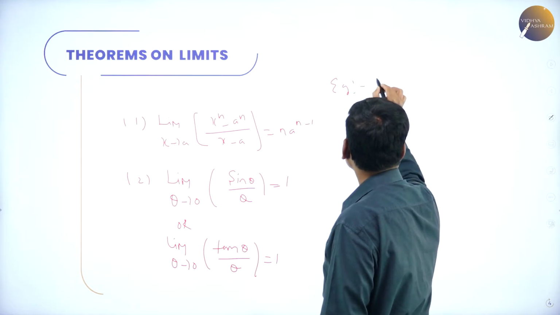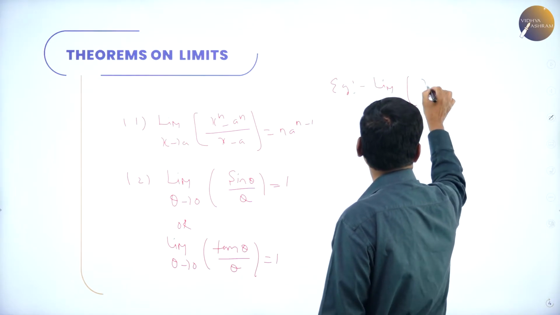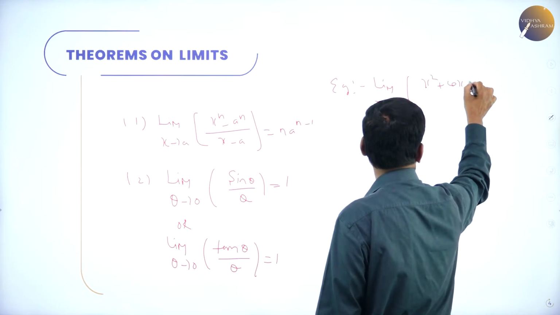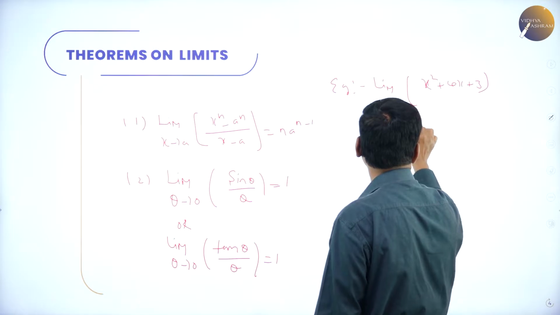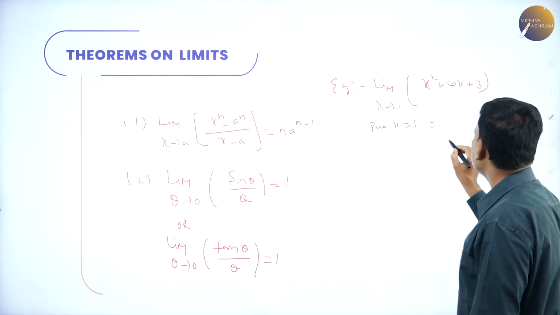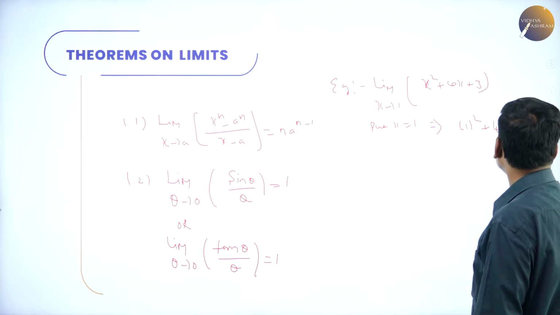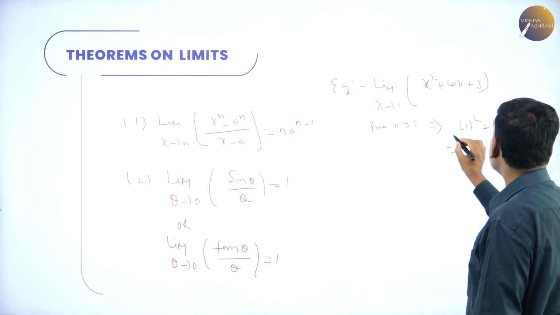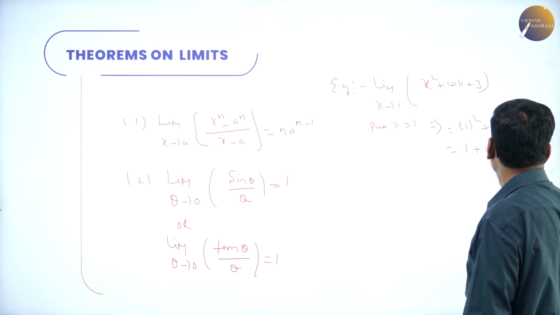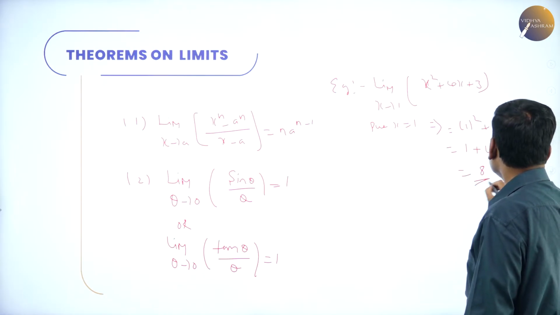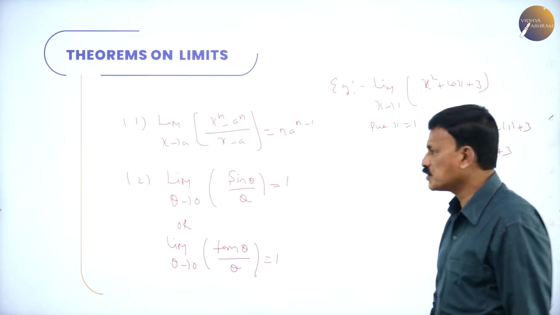For example, evaluate limit x tends to 1 of x square plus 4x plus 3. Now, just put x is equal to 1 in this function. Then this implies 1 square plus 4 into 1 plus 3. So, what is this equal to? That is 1 plus 4 plus 3. This is equal to 8. The value of f of x is equal to 8 when x is nearly equal to 1.